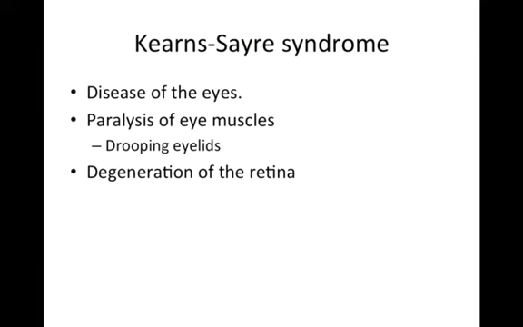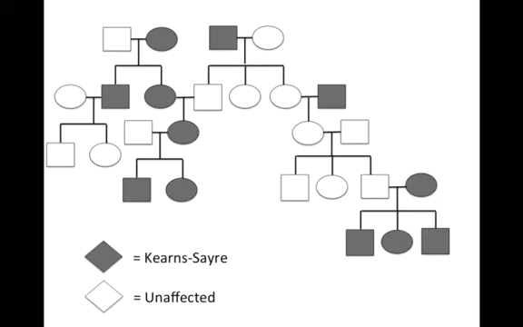Okay, so with that prelude, let's talk about Kearns-Sayre syndrome. Kearns-Sayre syndrome is a disease of the eyes that leads to eventual paralysis of eye muscles with drooping eyelids, and culminating in degeneration of the retina. So here's a hypothetical pedigree for a family in which some individuals are affected with Kearns-Sayre. Go ahead and take a moment if you'd like to think through things and try to figure out what's going on here.